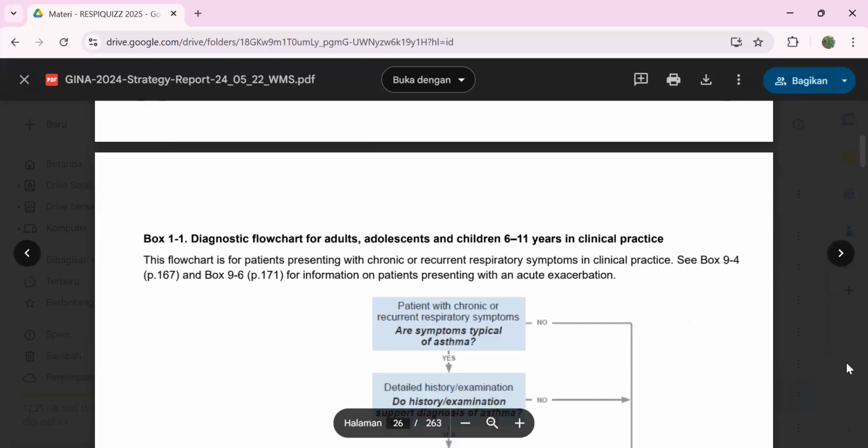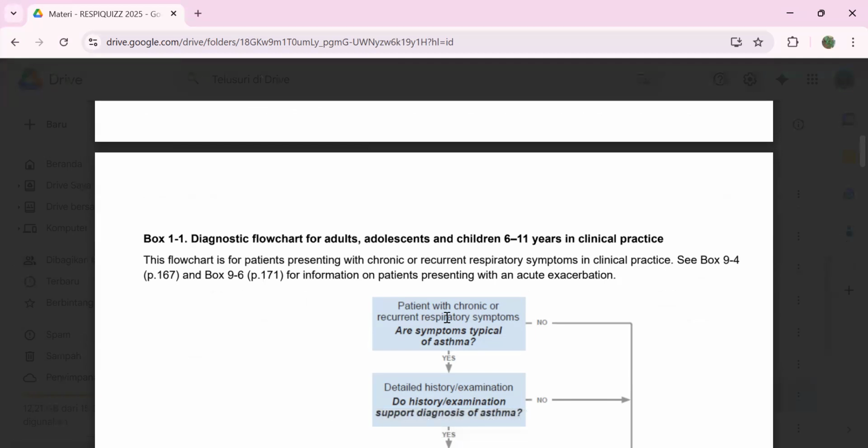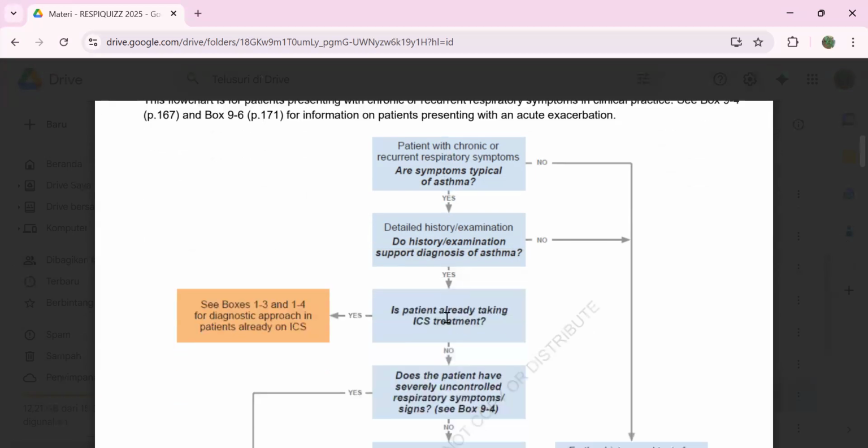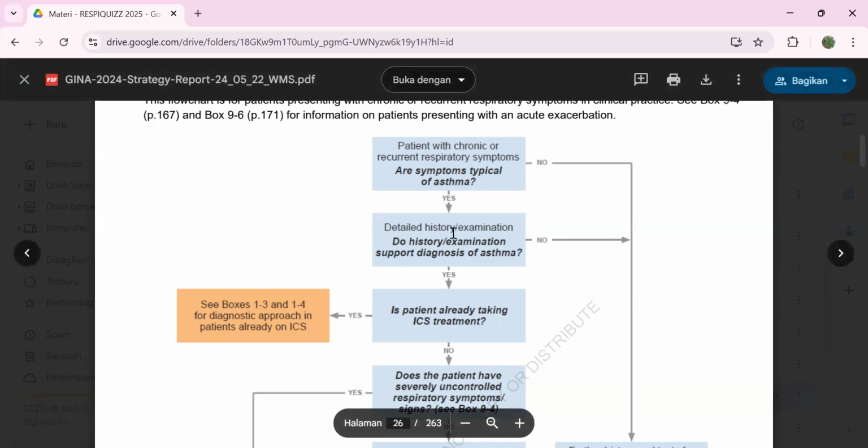Box 1-1. Diagnostic flowchart for adults, adolescents, and children 6 to 11 years in clinical practice. This flowchart is for patients presenting with chronic or recurrent respiratory symptoms in clinical practice. Are the symptoms typical of asthma? If yes, take a detailed history and examination. Do the history and examination support the diagnosis of asthma?